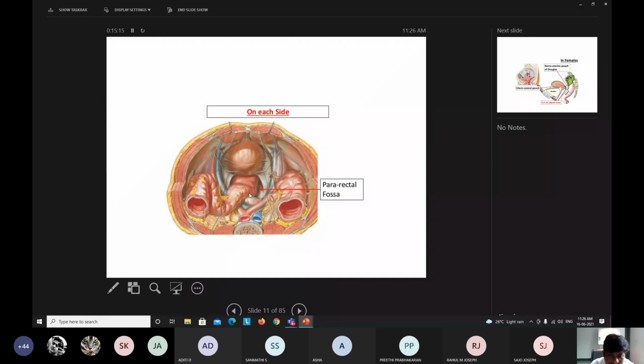On each side you have the pararectal fossa. You can see on each side you have the pararectal fossa.